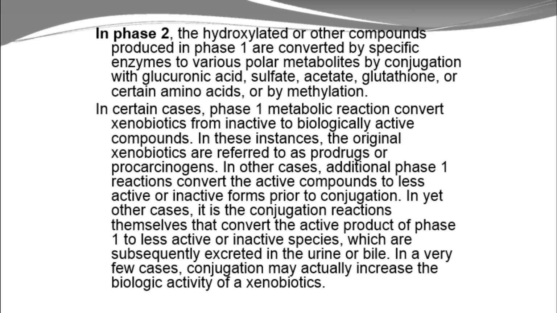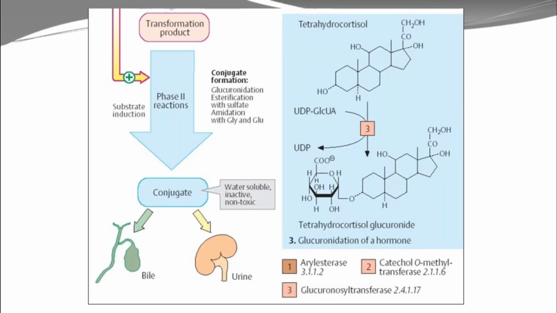During conjugation, what will happen basically, they will convert the active products of phase 1 to less active or inactive species. So the main purpose of phase 2 is this, to make them less active, less toxic, and so on. Ultimately, these less toxic and less active substances will be eliminated from the body via urine or via bile. Okay, so this is our phase 2 reaction here. All the products that we have gotten from phase 1 will now go through conjugation, will be made inactive, less toxic, water soluble, and then excreted from the body.